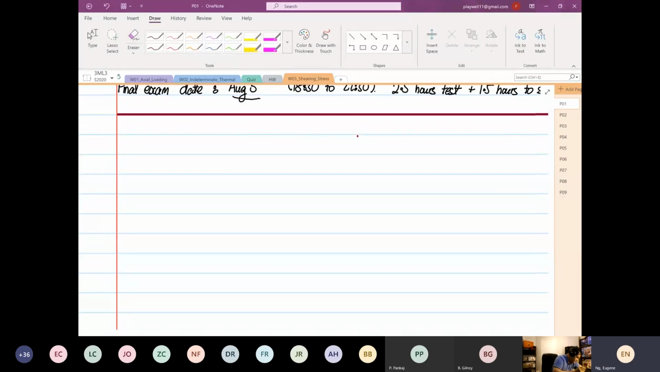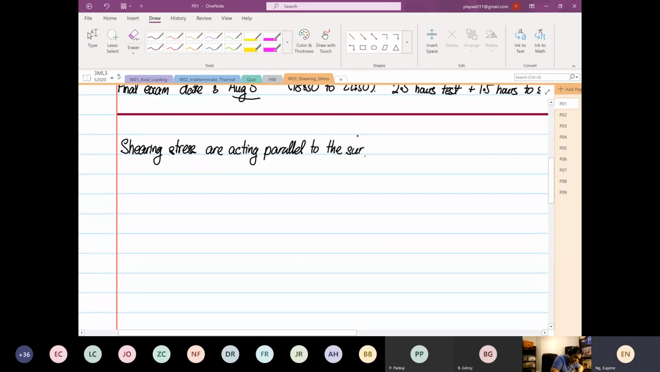Right. So let's look at shearing stress. Shearing stresses are acting parallel to the surface. Okay, so this is what you have to take note. It's not perpendicular. Perpendicular are the normal stresses. Shearing stresses are parallel to the surface.